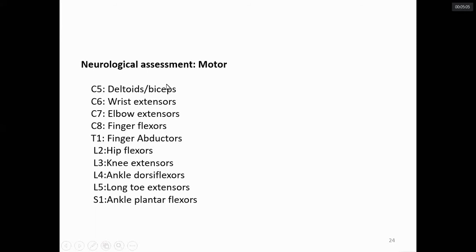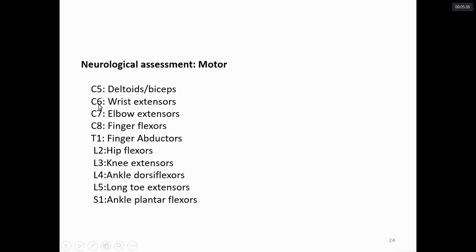And for the neurological assessment, there is always a neurological level. So if the patient is able to flex the elbow, that is, the flexion of the elbow is done by biceps, its neurological level is C5. So if the patient can flex the elbow, that means the C5 level is good. If the patient cannot flex the elbow, that means the biceps is not working, so you should suspect there is injury at the C5 level.